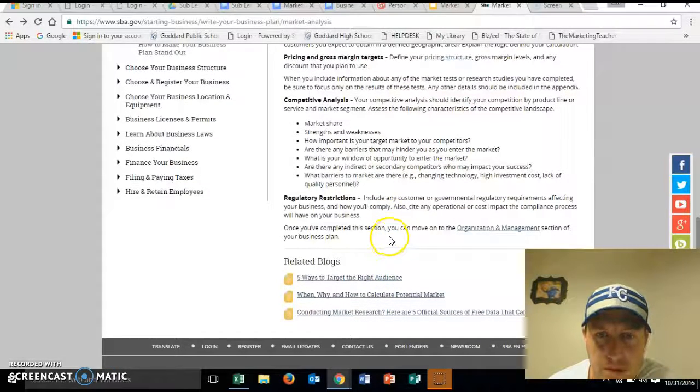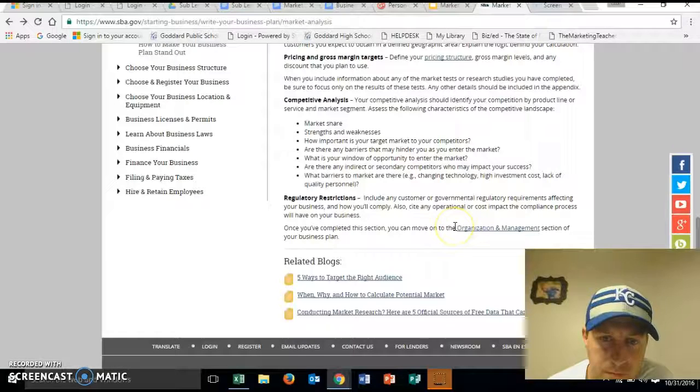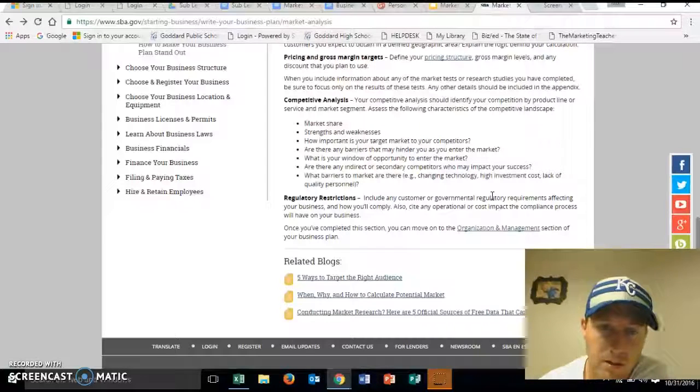The last thing is regulatory restrictions. And there's a little bit of information here. You can click on this link here for organization and management to go to your next one. But before you do that, try to see if there are some regulatory requirements that you need to address in the area that you're trying to operate in. Going to the local compliance offices or just looking at the government of the state that you're going to operate in. Obviously, you could go as specific as Goddard or as broad as Kansas and see what those requirements are. Really, just going to the government website would help you do that.